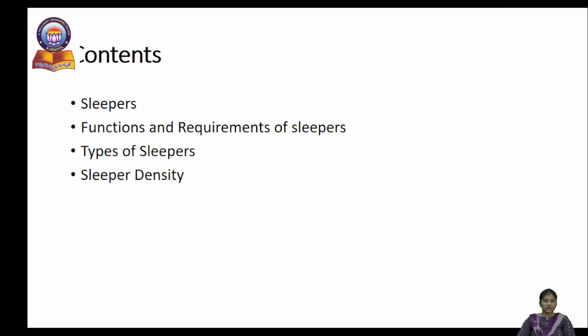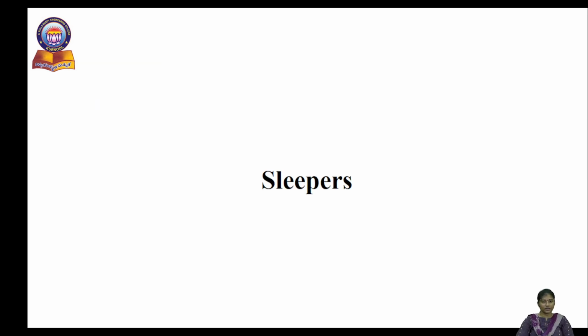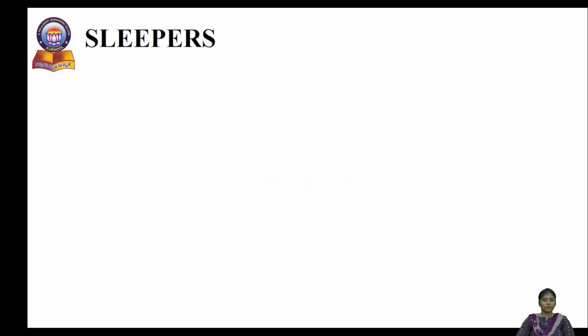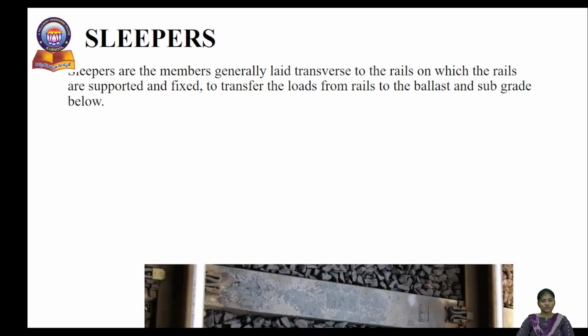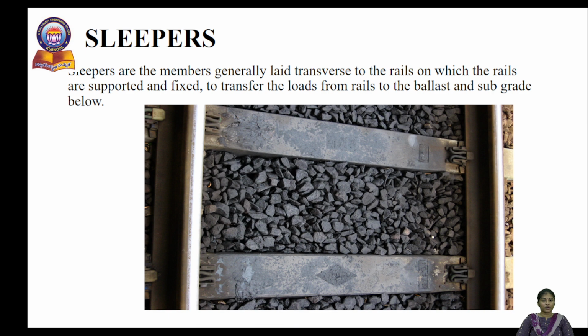So the presentation consists of sleepers, functions and requirements of sleepers, types of sleepers and sleeper density. Okay, so sleepers are the main component parts of typical cross section of permanent way. So sleepers are the horizontal members which are generally laid transverse to the rails on which the rails are supported and fixed in order to transmit the loads from rails to ballast and subgrade below. So you can observe the sleepers, how they are placed horizontally in the railway track.